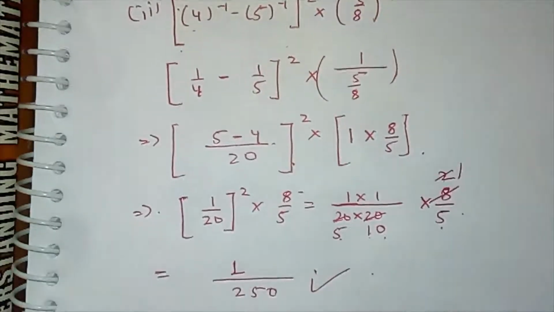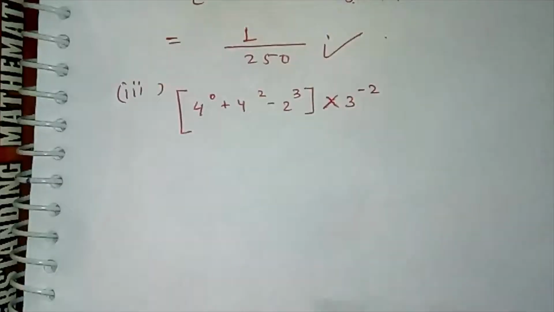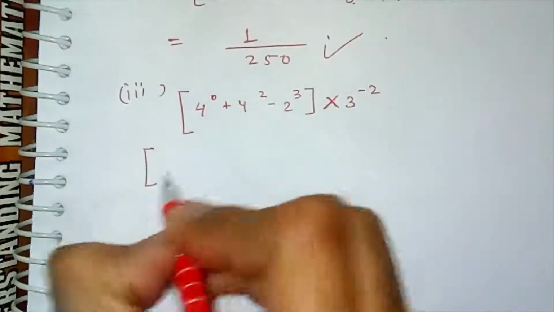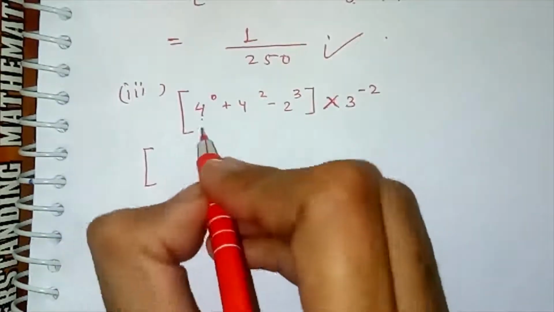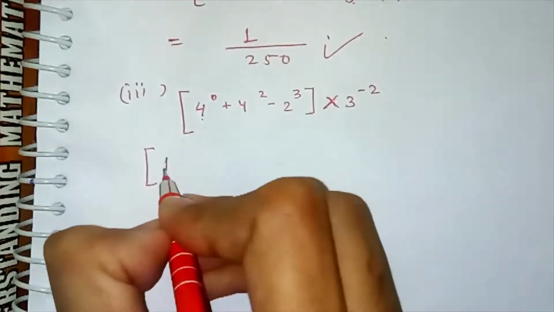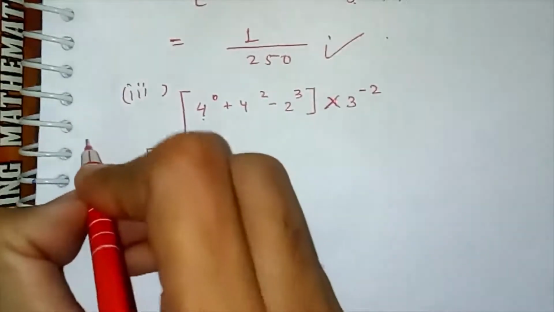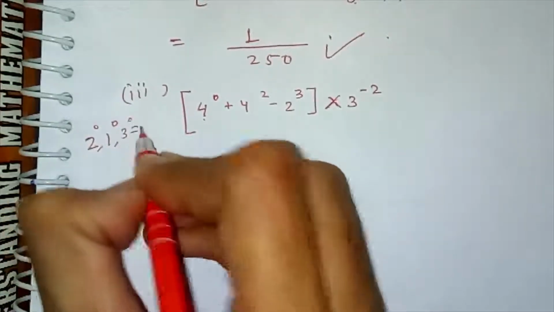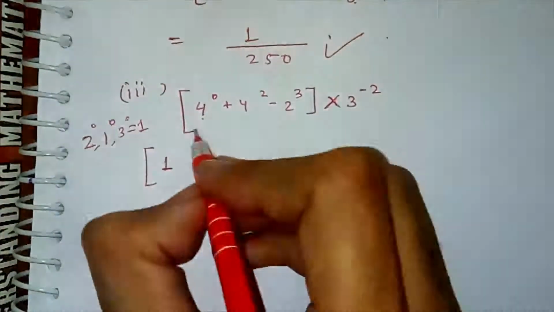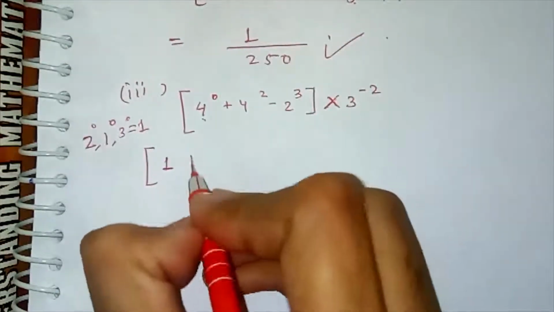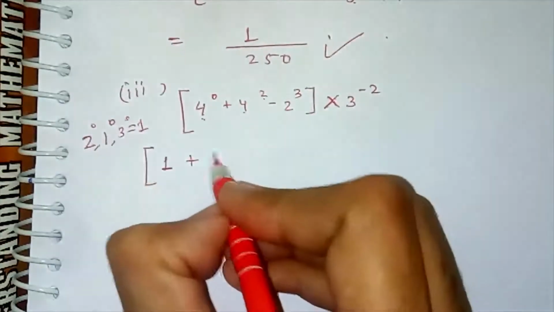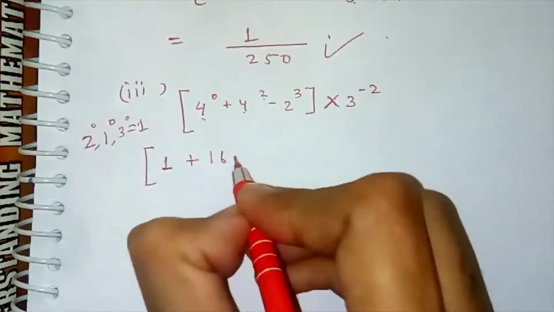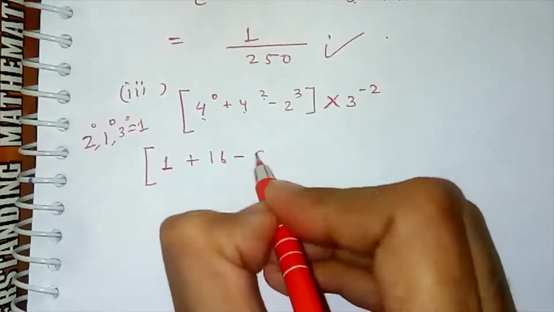Okay, let's quickly move to the next question. So for solving it, 4 to the power 0. Now 4 to the power 0 is 1. Any number to the power 0, 2 to the power 0, 1 to the power 0, 3 to the power 0 is equal to 1. Okay, so 4 to the power 0 is 1 plus 4 to the power 2 is 16 minus 2 to the power 3 is 8.